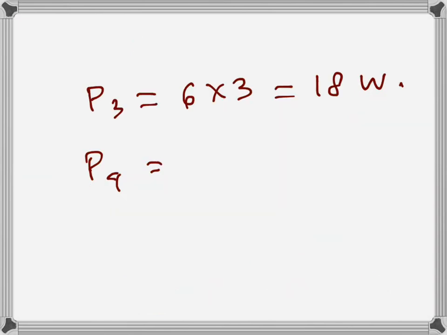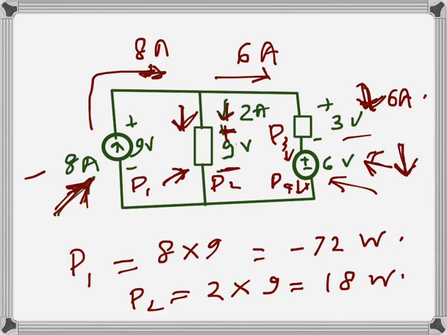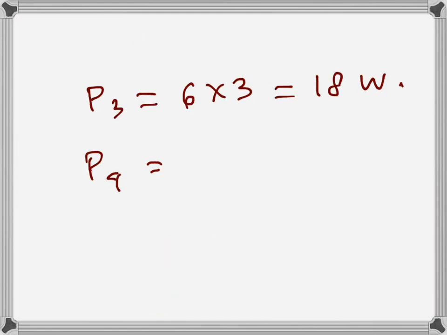So this one will be again 6 times the voltage source value, 6 times 6. So the voltage drop is 6 volts. It is a drop because current is going from positive to negative, and the current is also 6 amps, so that's 36 watt, and this is also positive because it is absorbing power.